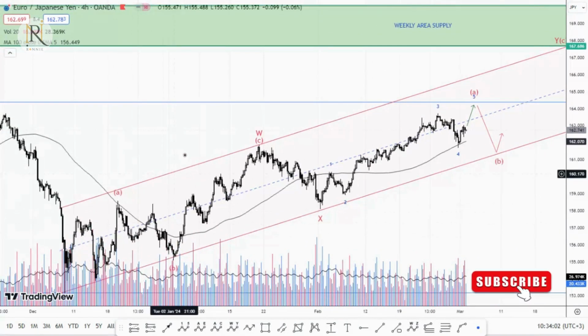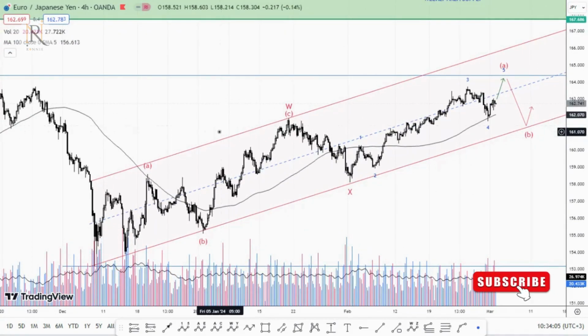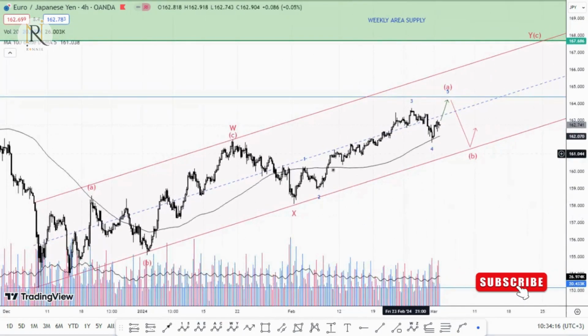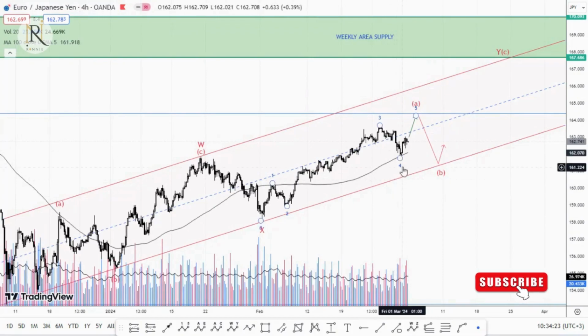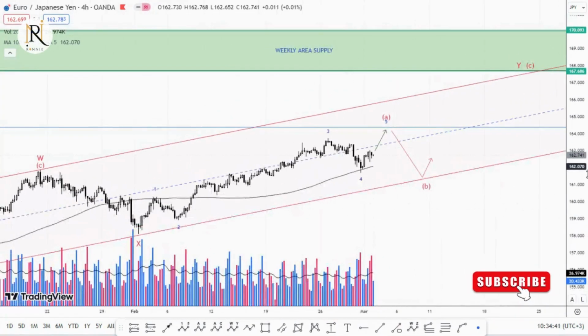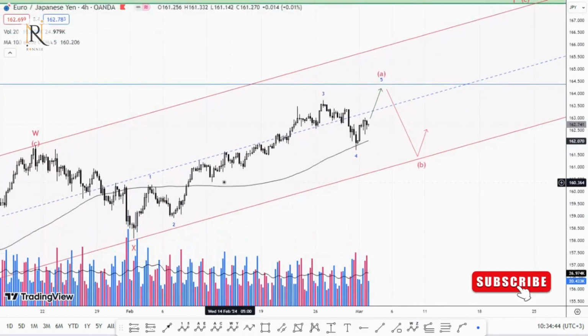The reasoning behind this is, if you look at this pattern, we are looking at wave W, which comprises wave A, B, and C, then wave X, and again we are looking at wave Y. Within wave Y, we expect at least wave A, B, C. Looking at this keenly, we have wave A, which is a good extension, an impulsive wave, that is wave 1 through 5.